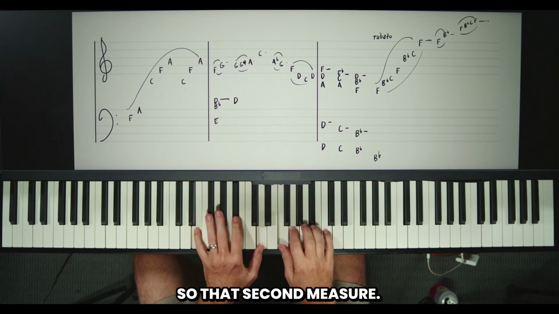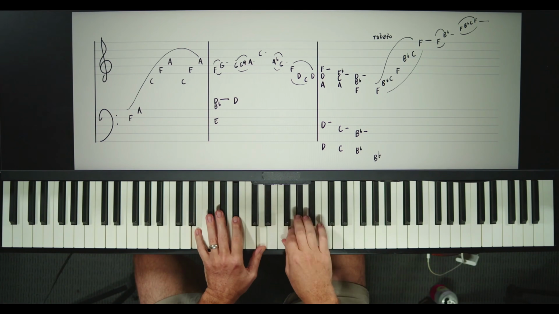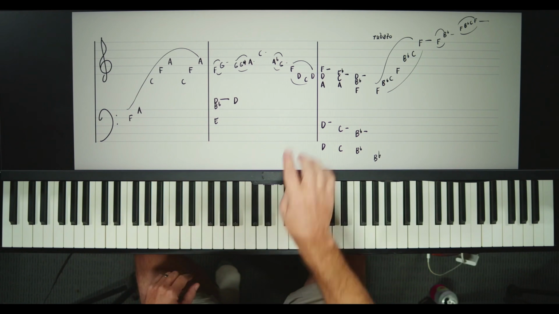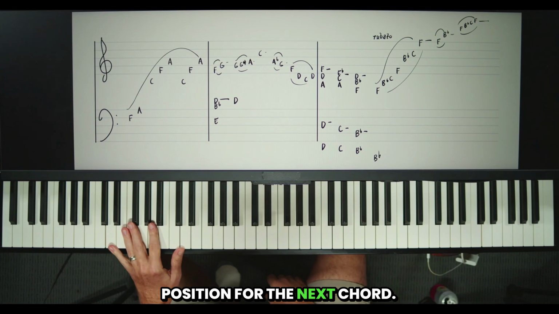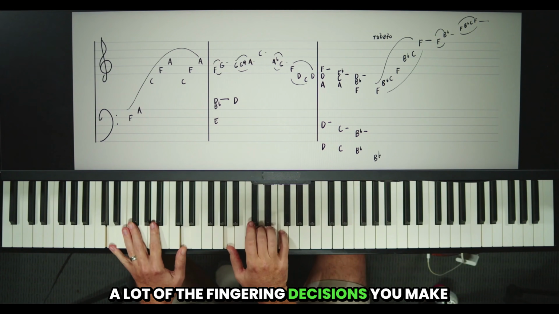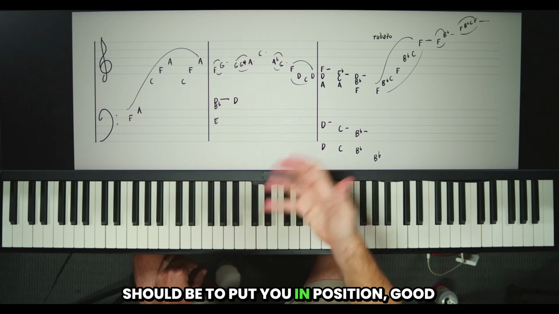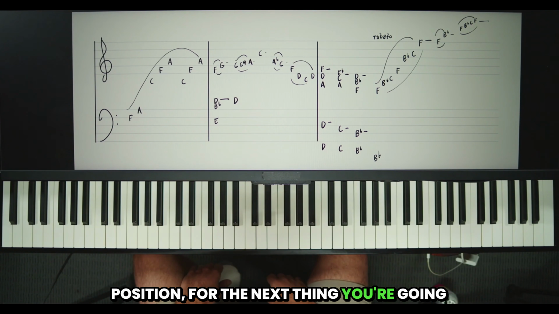So that second measure, maybe 5-3-2-3 on that. So that puts you in position for the next chord. A lot of the fingering decisions you make should be to put you in good position for the next thing you're going to play.